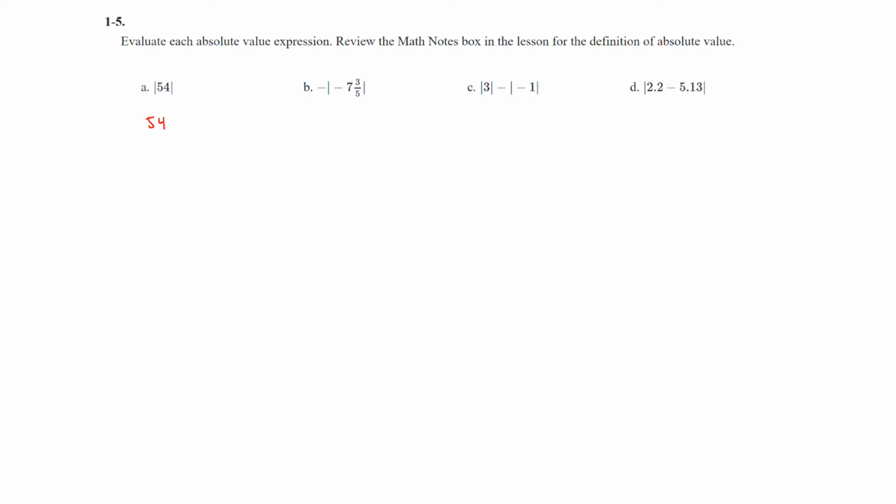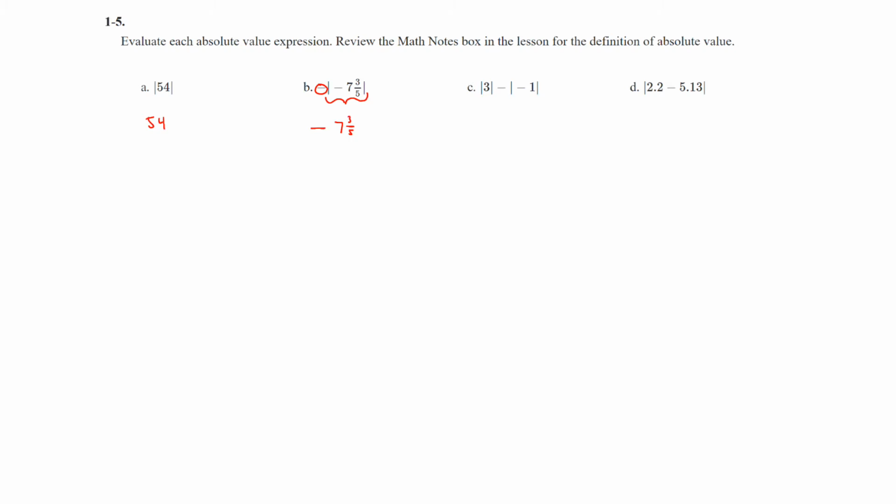Now in part B, you'll notice that there is a negative sign or an opposite sign in front of the absolute value. So that's going to stay there. And then we're going to take the absolute value of negative 7 3/5. So how far is negative 7 3/5 from 0? It is positive 7 3/5. But the negative on the outside of the absolute value, or the opposite, stays there. So our final answer is negative 7 3/5.